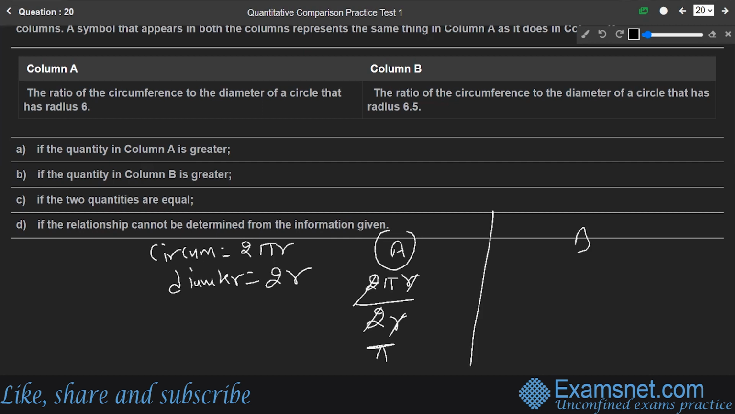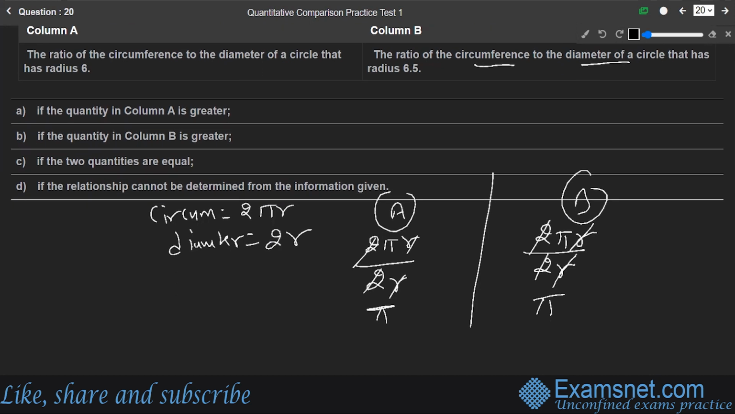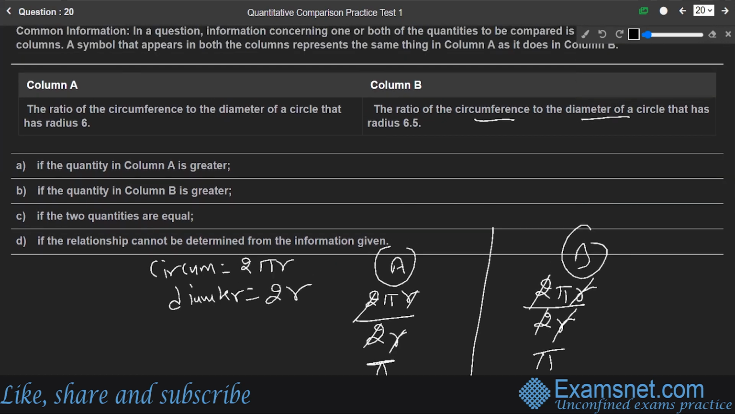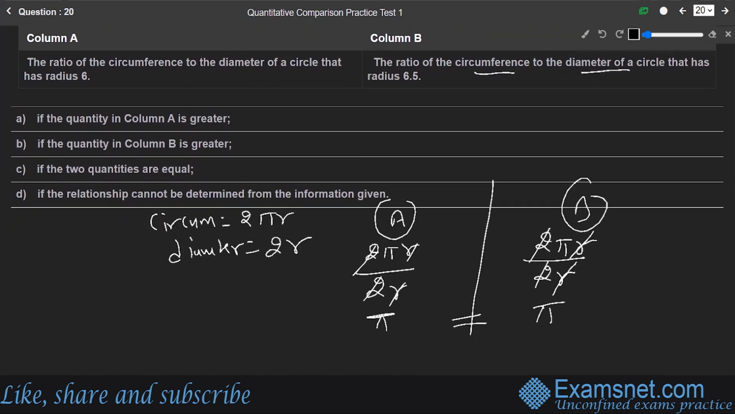Now if we see the column B value, column B has the ratio of circumference to the diameter of a circle that has radius 6.5. Again, circumference is 2 pi r, diameter will be 2r. So it doesn't matter what the r value is, because that is ultimately getting cancelled. 2 is getting cancelled, so you are again getting the value of pi. So the ratio of circumference to diameter remains the same, whatever the value of radius, both the quantities are actually equal. So option C is the right answer.